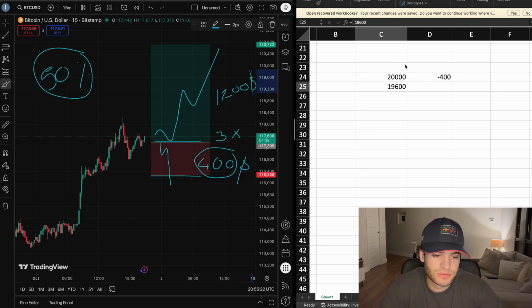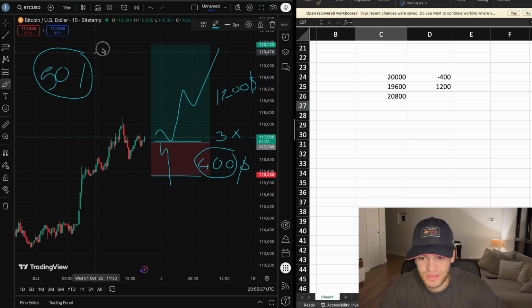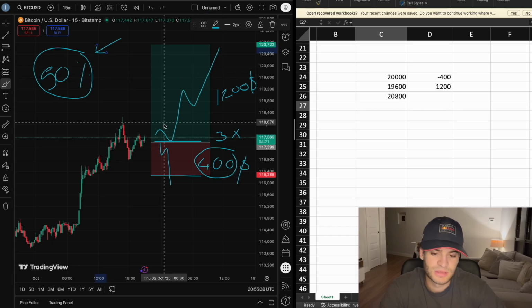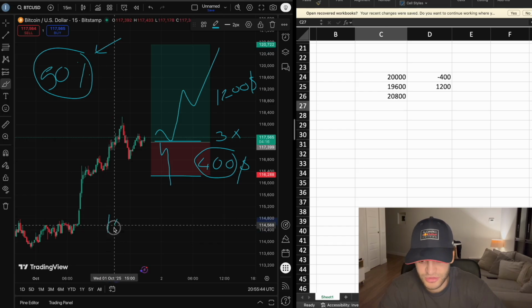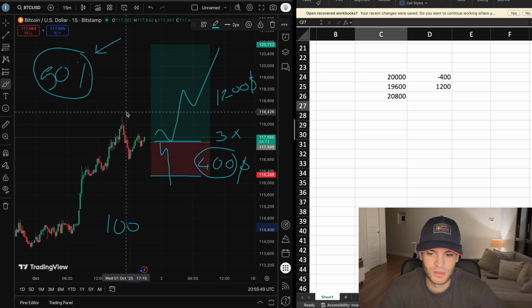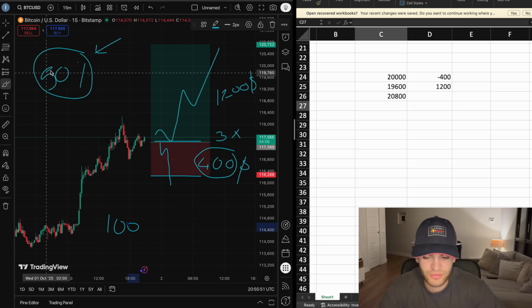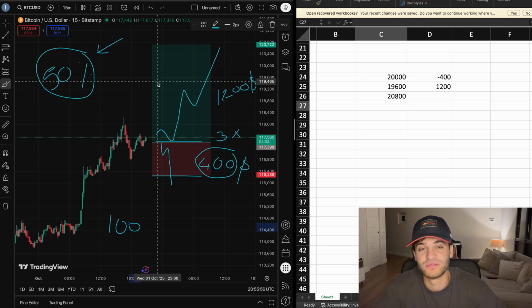And our account is now at 20,800, which means that we are now up. And if you can maintain a 50% win rate and a 1 to 3 risk to reward every time, in the long run, over 100 trades, you will obviously be in profit. So based on win rate and risk to reward, you can figure out when you can achieve profitability.